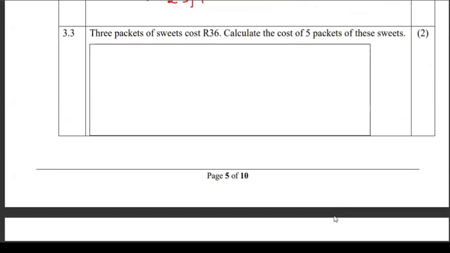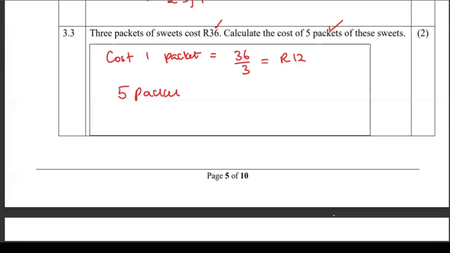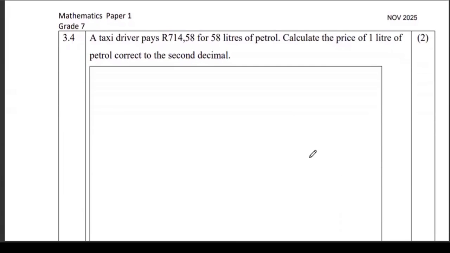Question 3.3. 3 packets of sweets are costing 36 rands. What's the cost of 5 packets? So let's see, what's the cost of 1 packet? We're going to say 36 divided by 3, which gives us 12 rands. So if 1 packet is 12 rands, meaning that 5 packets are going to cost 12 times 5, which is 60 rands.